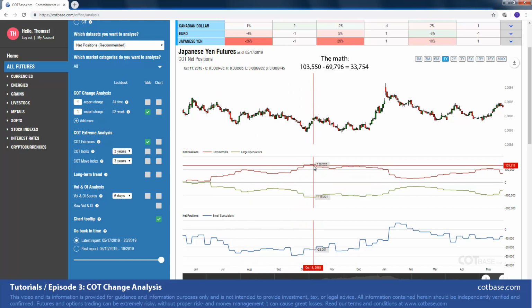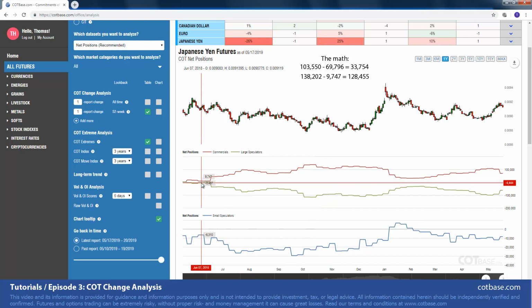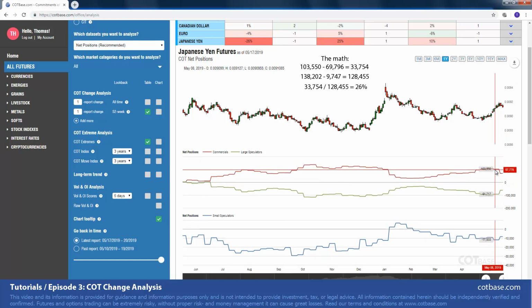Now, that's easy to find by simply looking at the largest number, 138,202 contracts net long in case of commercials, and the least was 9,747 contracts. So that's 128,455 contracts range. So you're comparing the 33,754 contract to that range. That's the 52 weeks look back period.